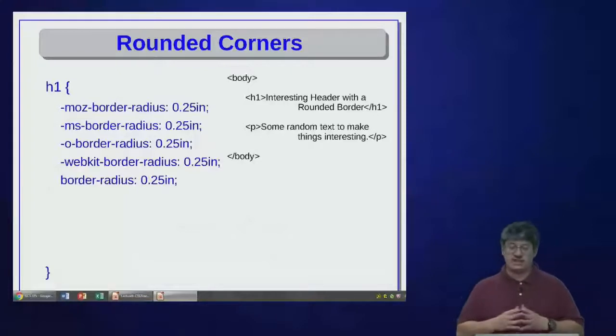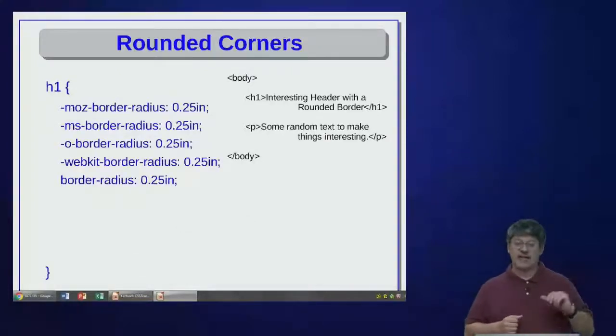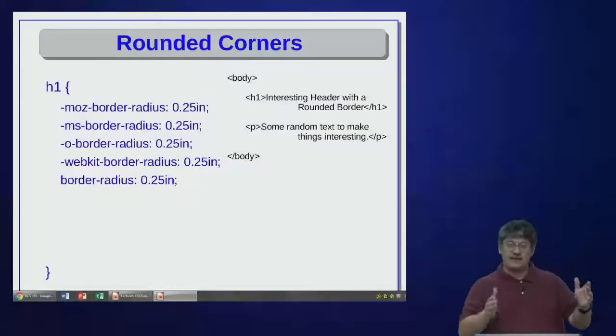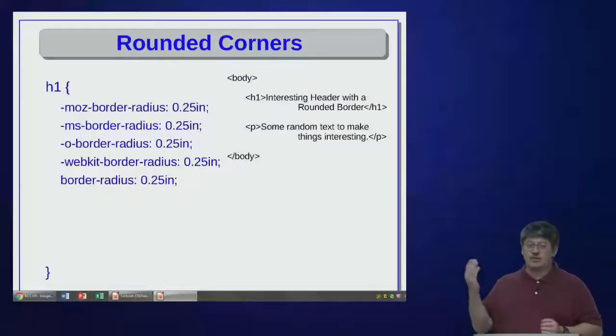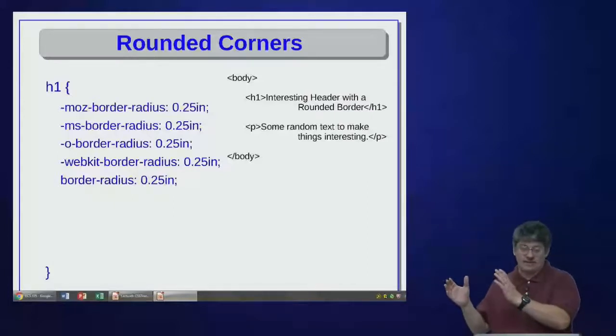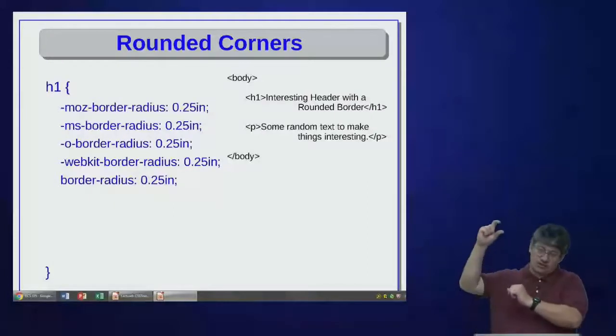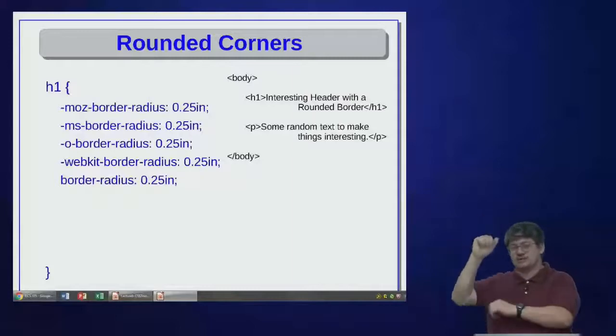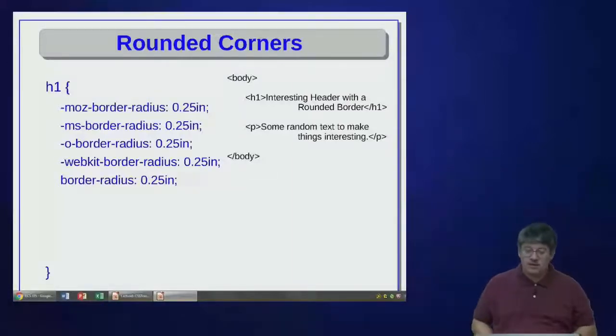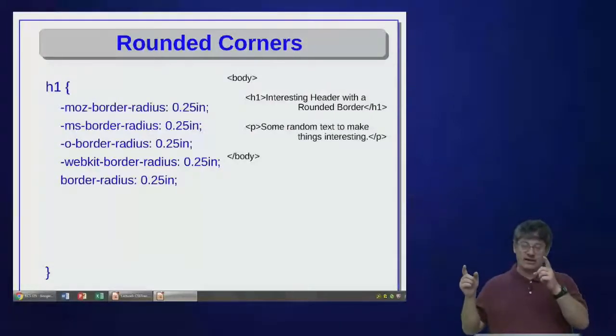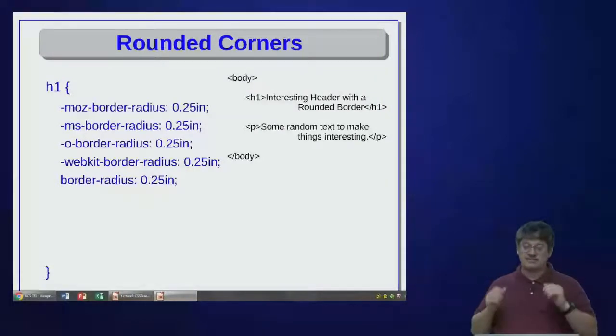So here's an example of what that might look like. Over on the left, I have that same style sheet that I just showed you. I've got all the different border-radius properties lined up there. And over on the right, I have a portion of a web page. I just have the body section. You would still, of course, need the head section and the HTML and /HTML tags and the doctype tag right at the top. But there's just two elements to this page. There's a header, an H1, a level 1 header, that has the text, "Interesting header with a rounded border." Beneath the header, there's going to be a paragraph that says some random text to make things interesting.